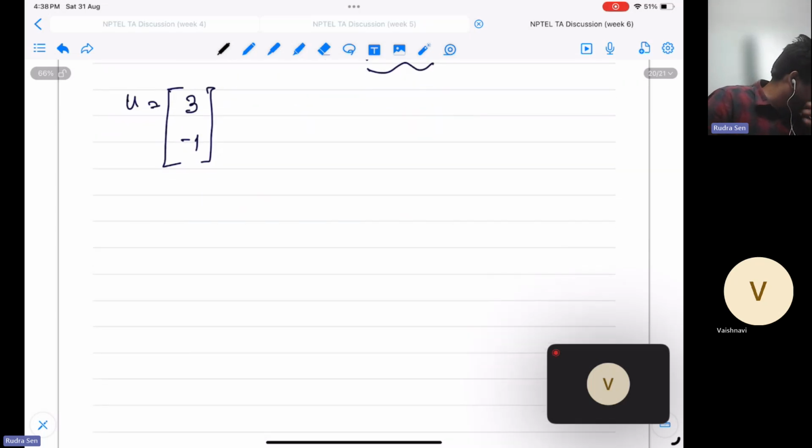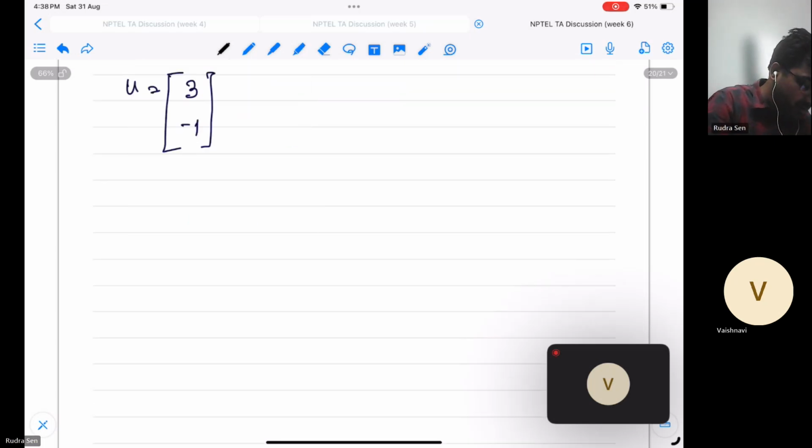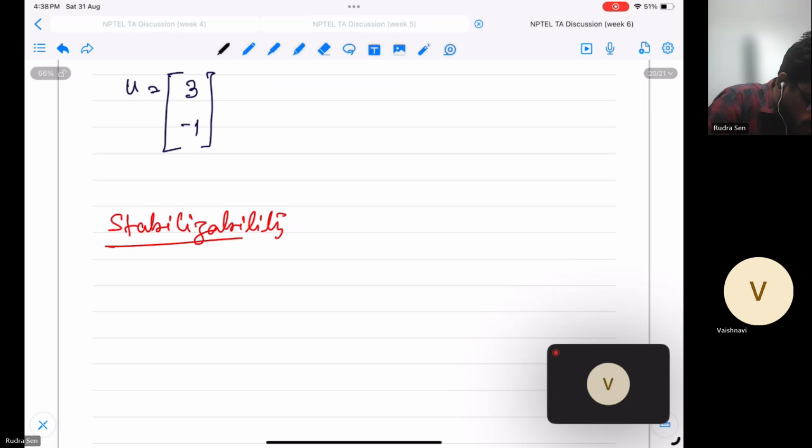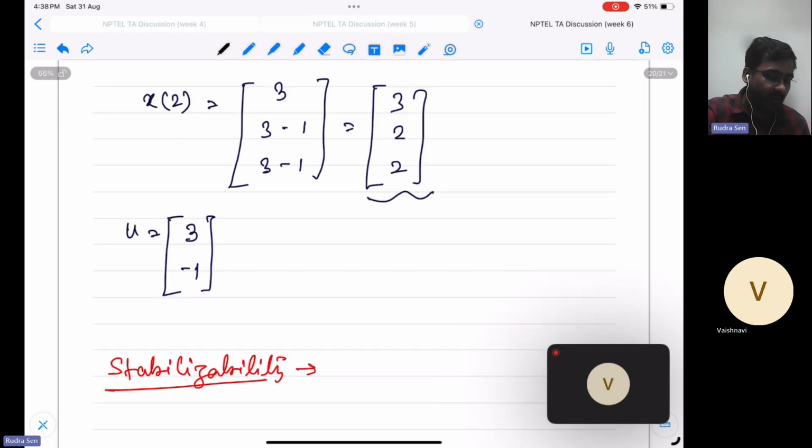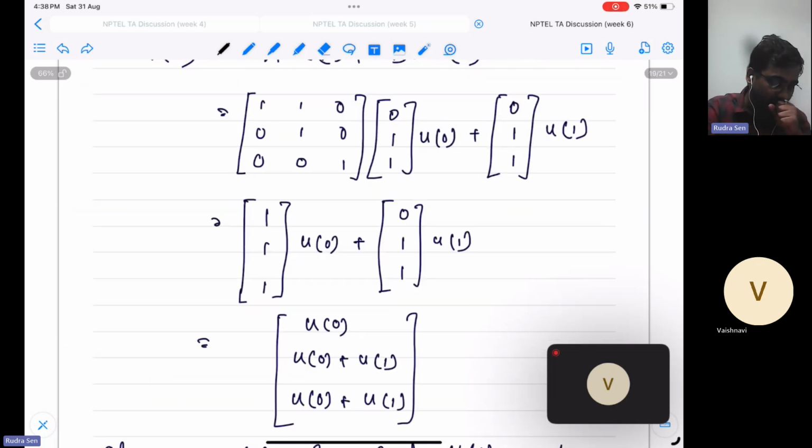Another example. But before that, let me talk about stabilizability. As I've said before, stabilizability is basically the weaker notion of controllability. You have already studied it in the lecture video. It says that, as you can see, the system is not fully controllable.